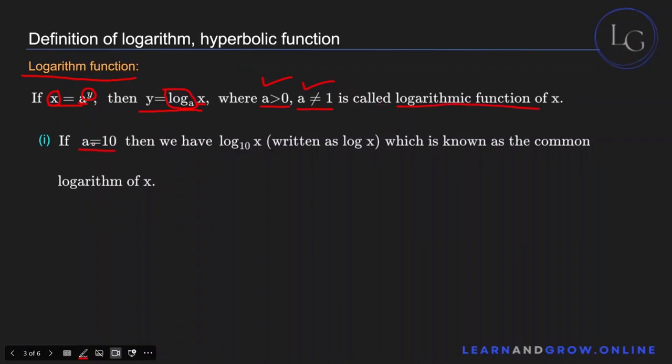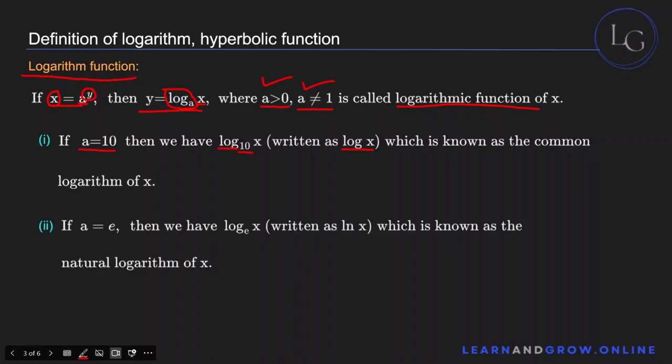If a is equal to 10, then we have a log with the base 10, and that can be written down as just log of x. Instead of writing down log with the base 10 of x, write down log x. That's the same thing. You have this in your calculator as well. It is known as the common logarithm of x.